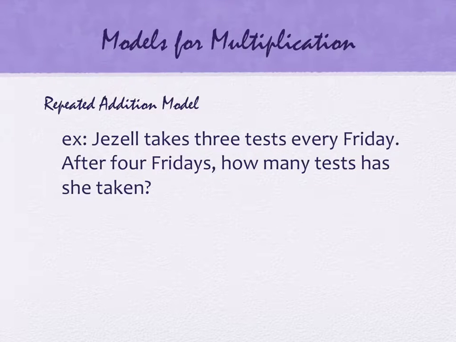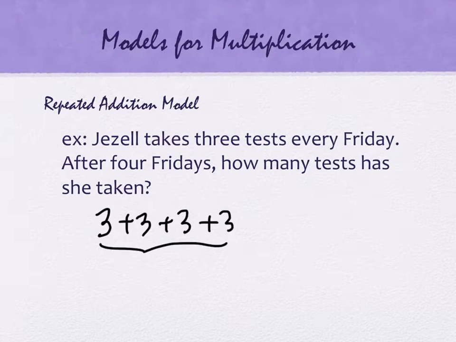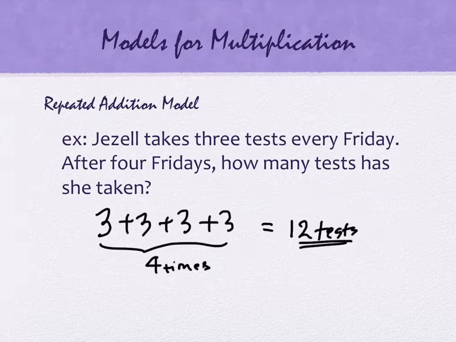Really and truly, this looks like 3 this Friday, 3 next Friday, 3 the next Friday. Very, very visually, this is the same as 3 plus 3 plus 3 plus 3. And of course, if we were to count them, this is 4 times. Right? This is 4 times 3. And of course, the answer is 12 tests. But the very way that it's even described sounds like it's addition.